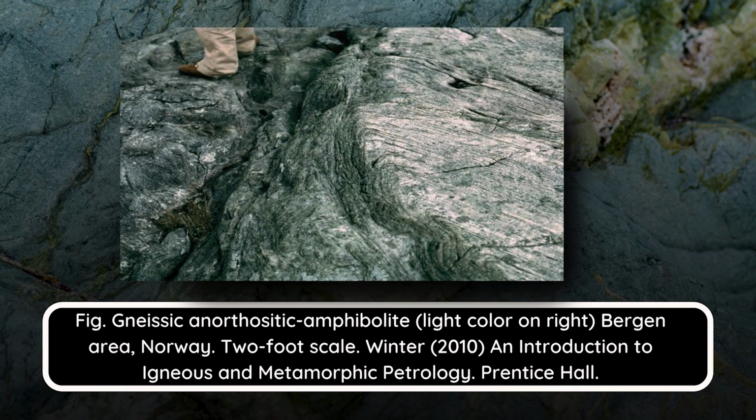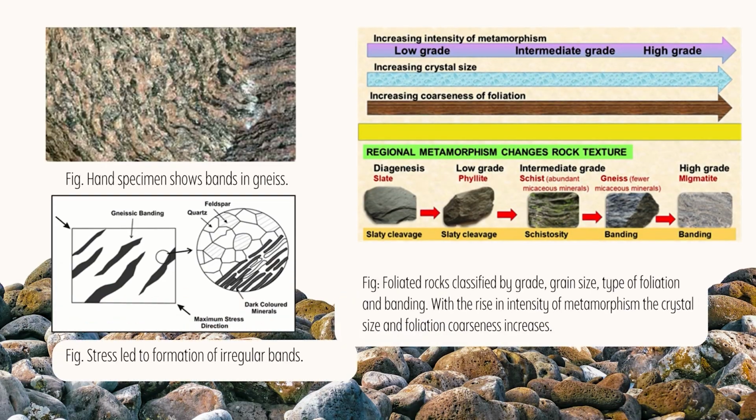Here is the diagram or photograph which shows gneissic anorthositic amphibolite in this field photograph. Next is a hand specimen, which shows bands in gneisses. This is the top diagram on my left hand side. Then you have stress that led to the formation of irregular bands. It's a hand sketch drawn here. The gneissic band is shown with black color in a white background, and you have quartz and feldspar, and you have dark colored minerals in this diagram.